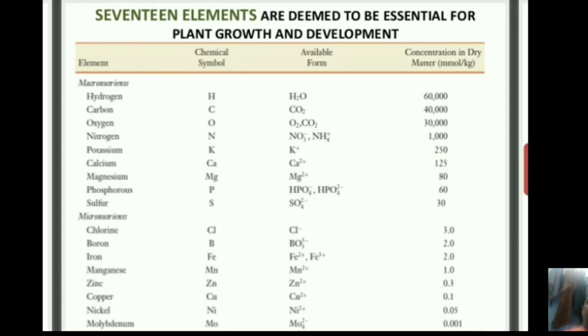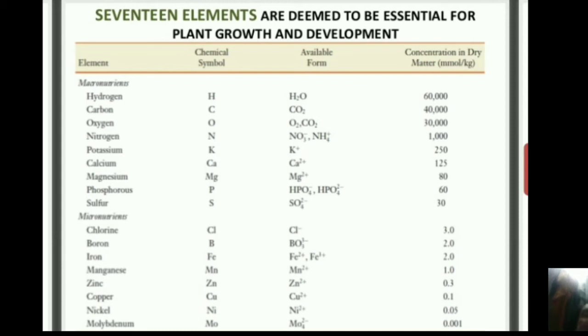In the same way, magnesium ions are present, 80 millimoles per kg. In the same way, phosphorus is available in phosphoric acid forms, that is 60 millimoles. In the same way, sulfur, in sulfur oxide forms, is 30 millimoles per kg. So these are some of the macro elements.